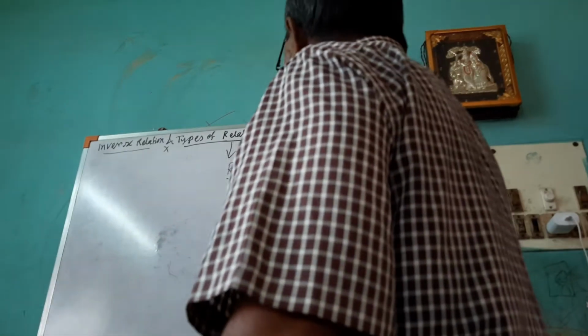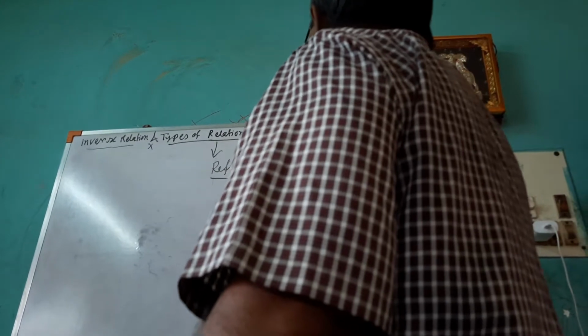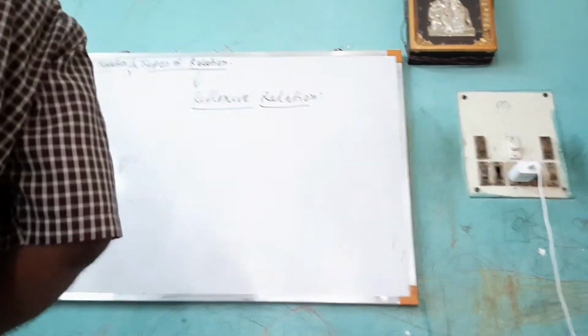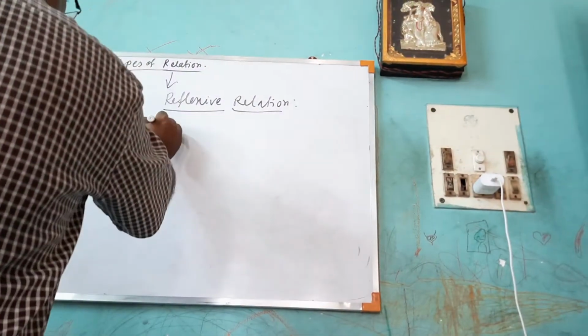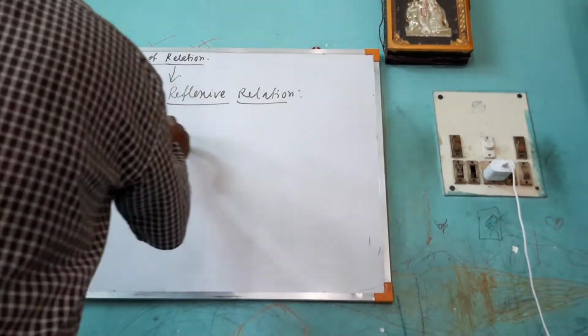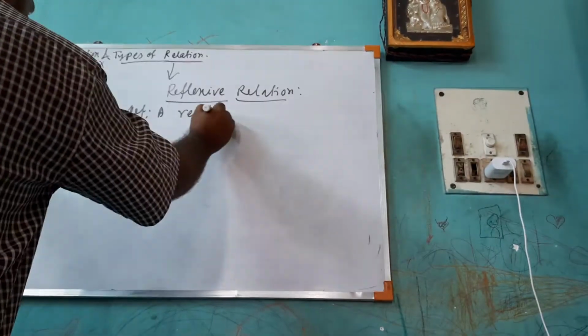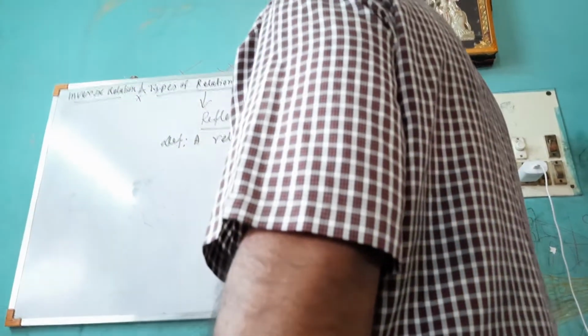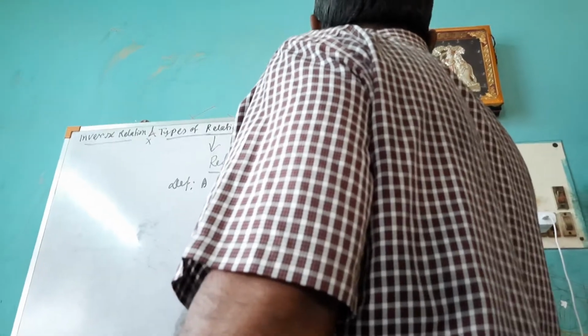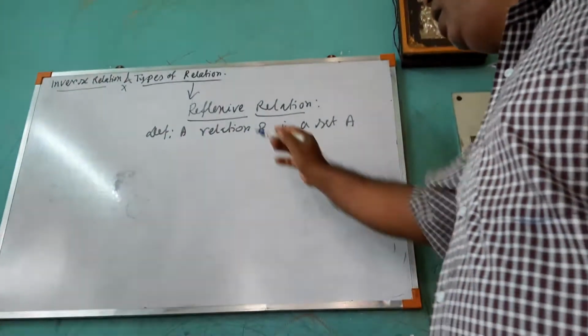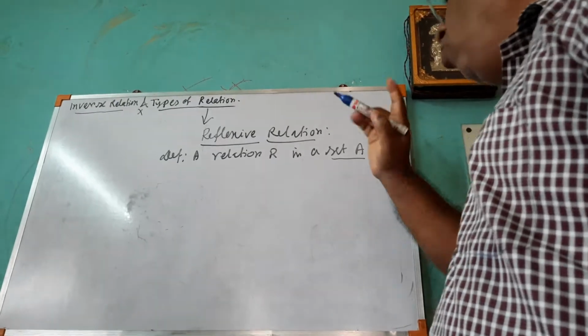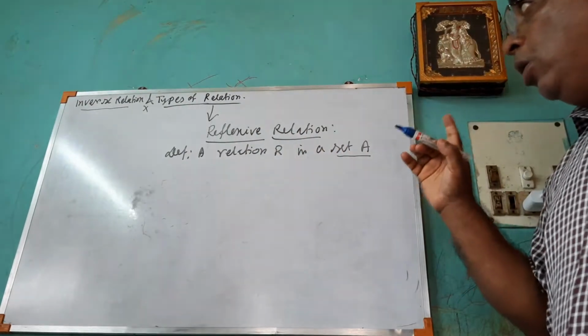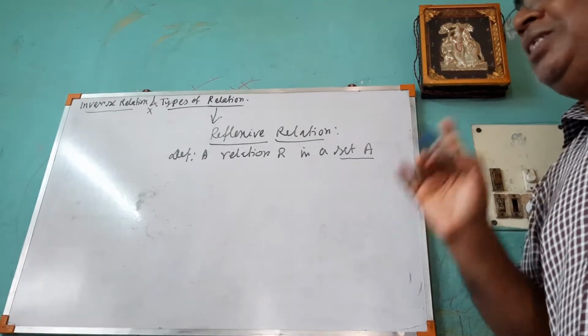What is a reflexive relation? A relation R in a set A. Be careful: a relation R in a set A, not B. Only set A. For reflexive, we are considering only one set, not two sets.